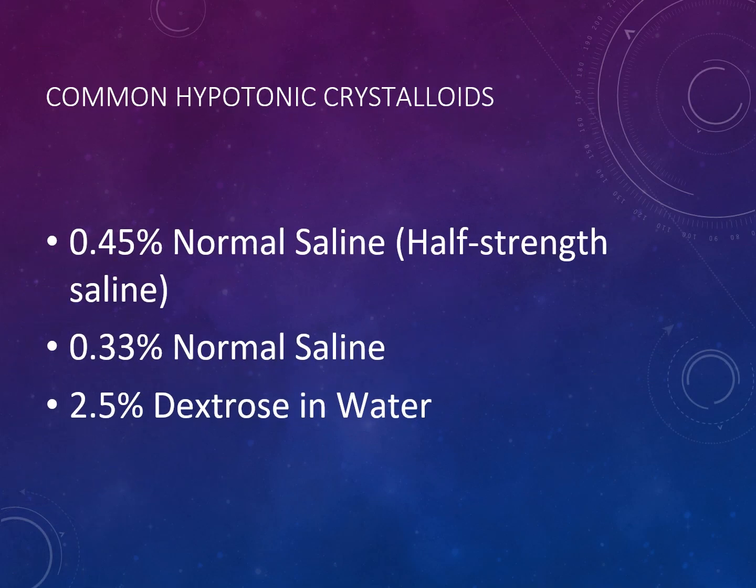Let's look at some common hypotonic crystalloid IV fluids used in the nursing or medical setting. We have 0.45% normal saline. Previously, in isotonic, we had 0.9% normal saline being isotonic, but in hypotonic, 0.45% NS is hypotonic, as well as 0.33% normal saline. Then we have 2.5% dextrose in water.